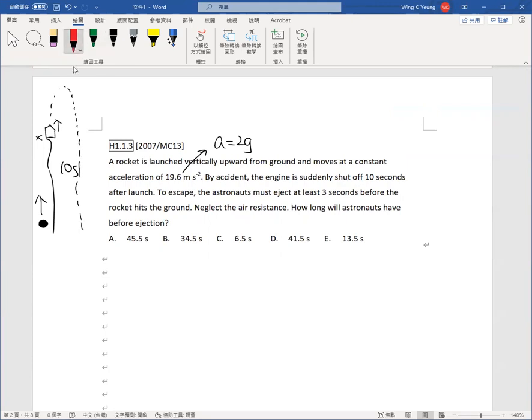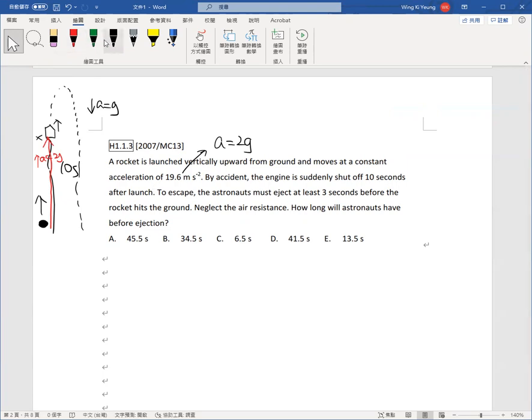So I need to separate the motion into two parts. The first part, it has the acceleration upwards, 2g, and then after the engine is shut off, the acceleration will be downwards, and equal to g. And I also need to consider the direction of the motion more carefully.